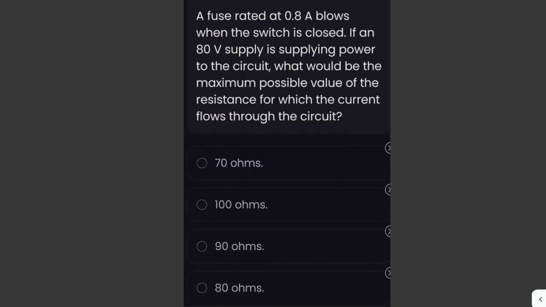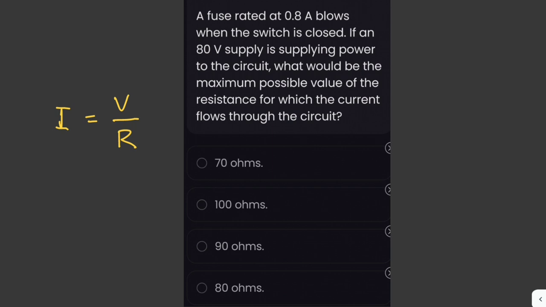A fuse rated at 0.8 ampere blows when the switch is closed. If an 80-volt supply is supplying power to the circuit, what would be the maximum possible value of the resistance for which the current flows through the circuit? The fuse is rated at 0.8 ampere, which means that the current will continue flowing through the circuit when the current is limited to 0.8 ampere. According to Ohm's law, the current is equal to the voltage over the resistance.